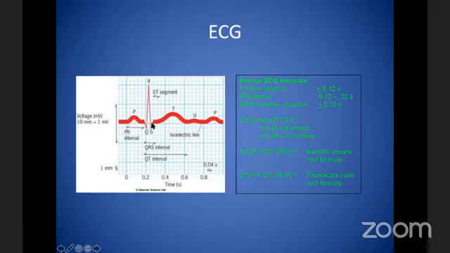QRS duration, which is this bit, should be less than 110, or even up to 120 will be acceptable, which means 3 small squares. Okay, so just remember that. One large square for the PR interval, 3 small squares for the QRS, or just under 3.